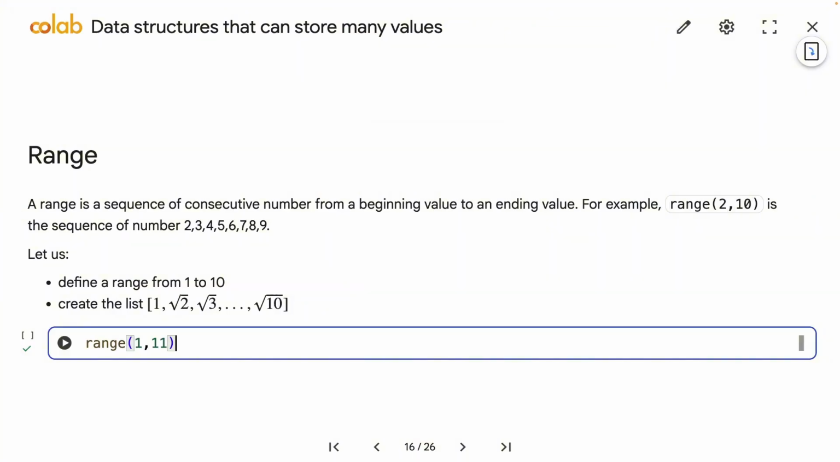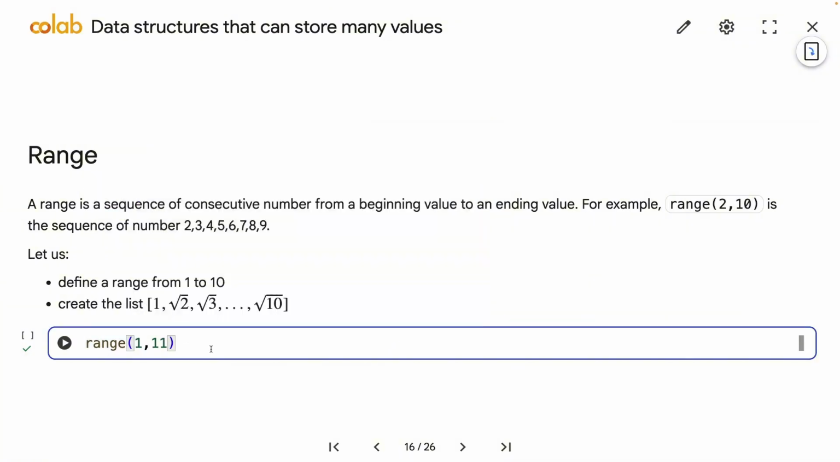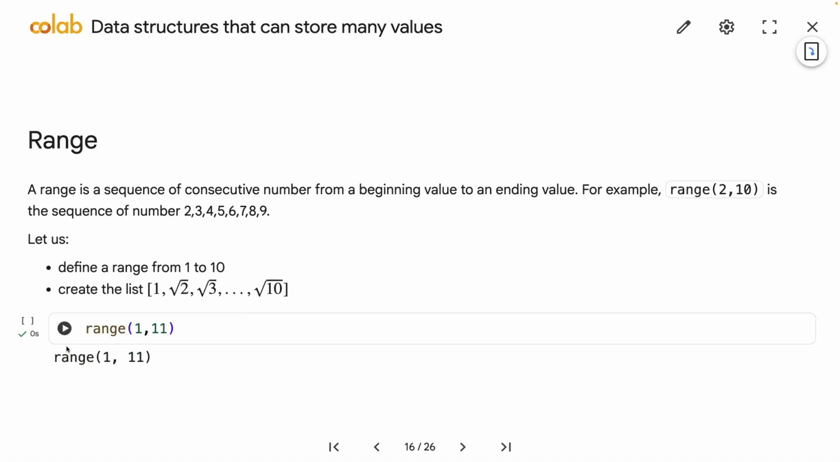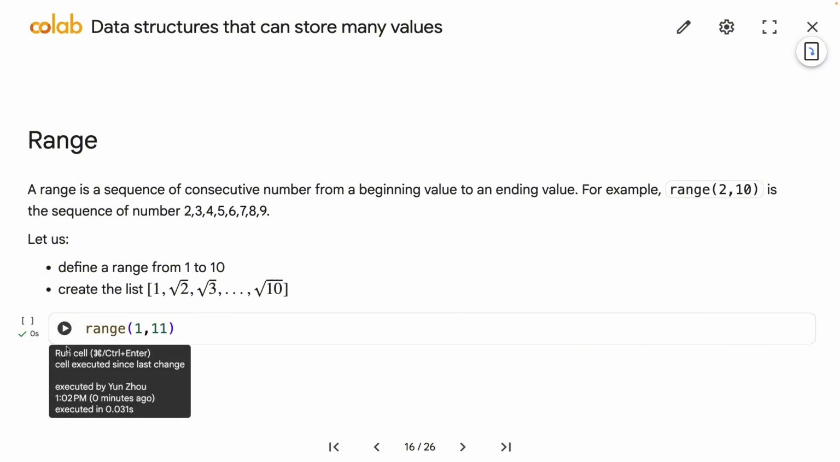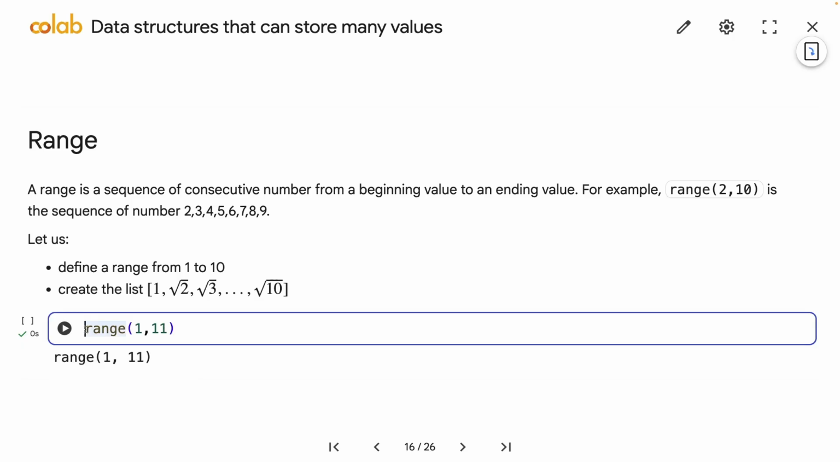And same thing as before. If you're providing the ending index, say 11, it's not going to go until 11. It's going to stop right before 11. So it's from 1 to 10. If you want, you can assign a variable name for this data structure, a range from 1 to 10. Okay, but then let me just quickly demonstrate the result. So as you can see, the output is simply range 1 to 11. So it's actually not very intuitive, right?